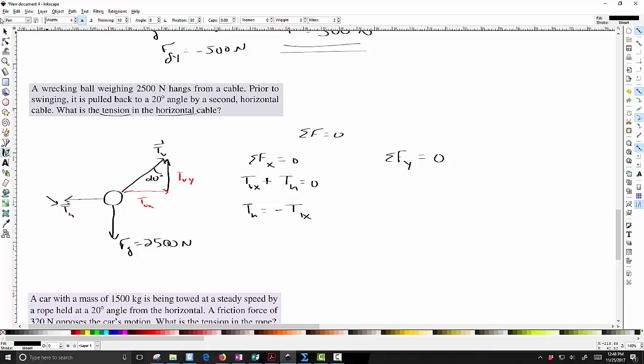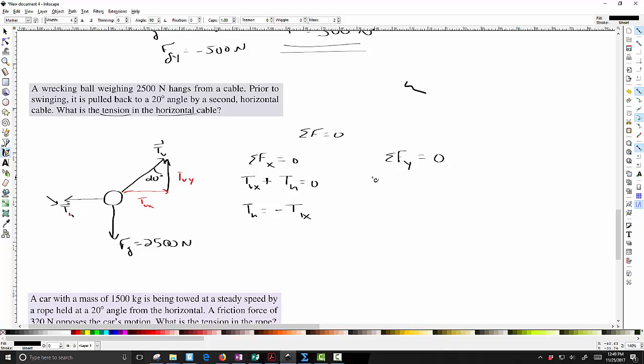Yeah? You know what? I'm going to change this real quick. All right, so now we're going to have to, because I don't know what this is, so I can't figure out the magnitude here. But I know that this is going to be the same magnitude, just opposite direction. So now let's go to the y and see what we can do.